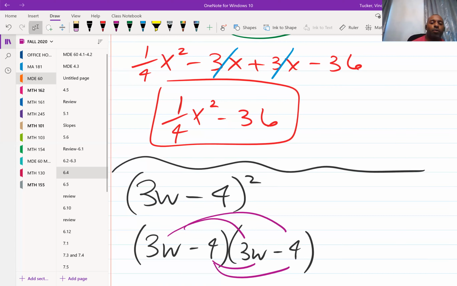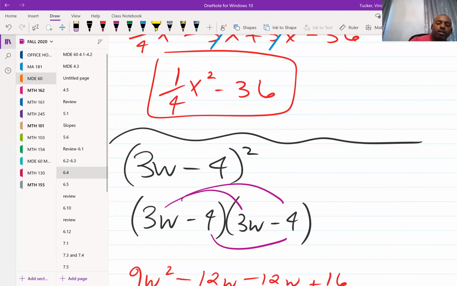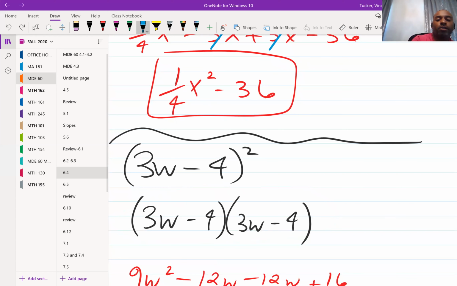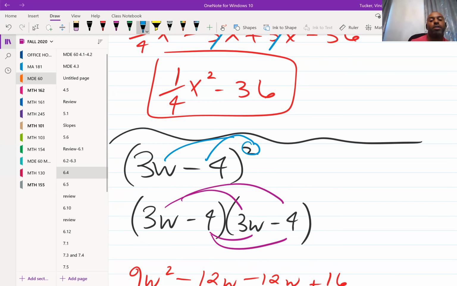3w minus 4 squared. Whenever you have this square or power on your quantity, what you cannot do is square each term. You can't, because of that minus sign, you can't square each term like that. So what you actually have to do is look at it this way. What this says is that you have 3w minus 4 times 3w minus 4. So you have to do your binomial distribution. If you just take your 2 and distribute, you will end up missing a term.